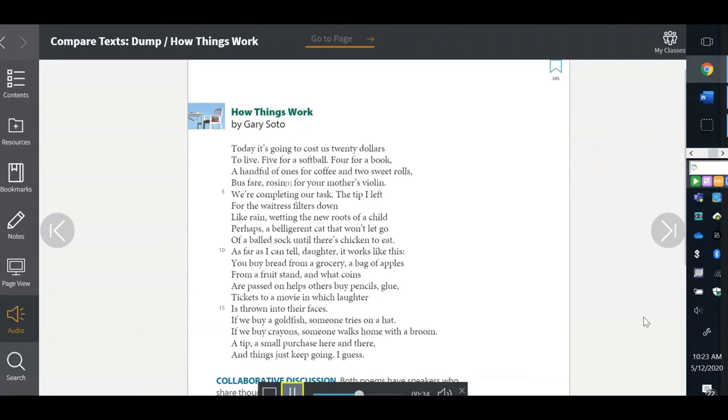As far as I can tell, daughter, it works like this. You buy bread from a grocery, a bag of apples from a fruit stand, and what coins are passed on helps others buy pencils, glue, tickets to a movie in which laughter is thrown into their faces. If we buy a goldfish, someone tries on a hat. If we buy crayons, someone walks home with a broom. A tip, a small purchase here and there, and things just keep going, I guess.